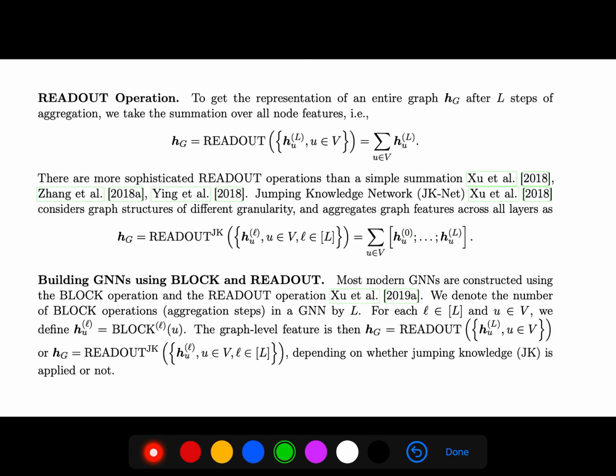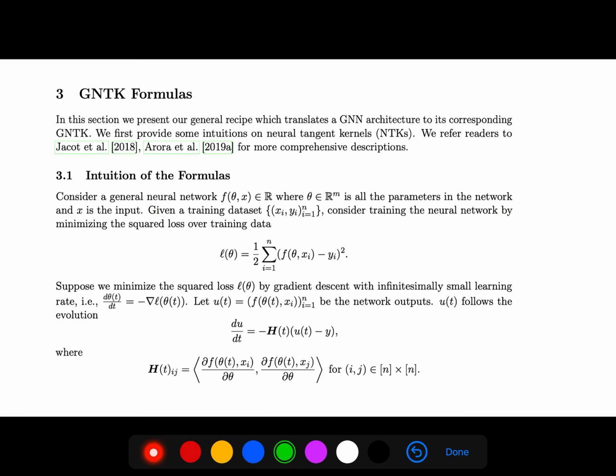To get the representation of the entire graph, we use this readout function. So we have built our GNNs using this block and readout with their terminology. But what is the intuition of this GNTK, graph neural tangent kernel?